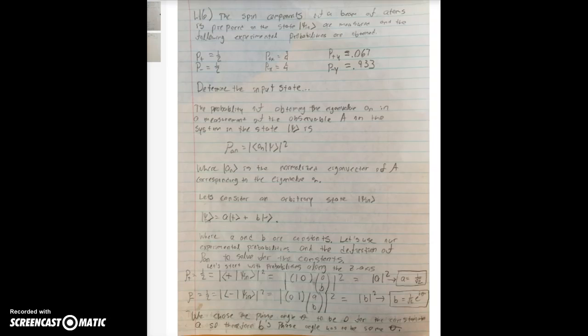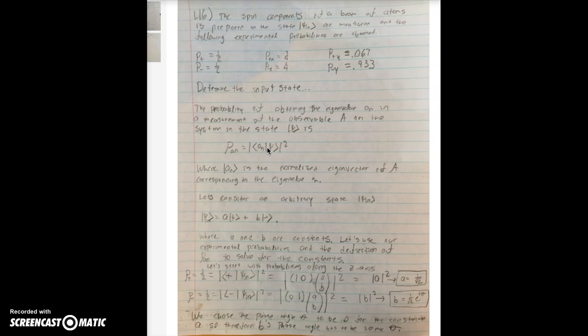For my redo of standard 1.3, I chose to do problem 1.16, and the problem asks us to consider the spin components of a beam of atoms that are prepared in some arbitrary quantum state and are measured, and the following experimental probabilities are obtained. And it wants us to determine the input state, which is right here.